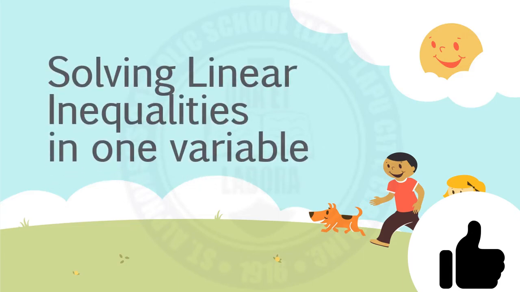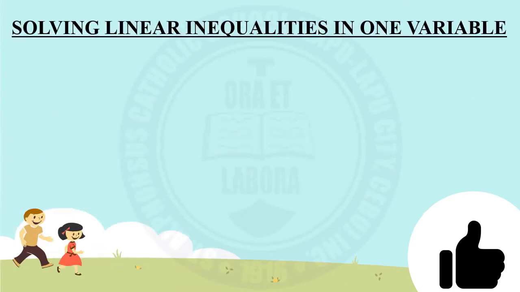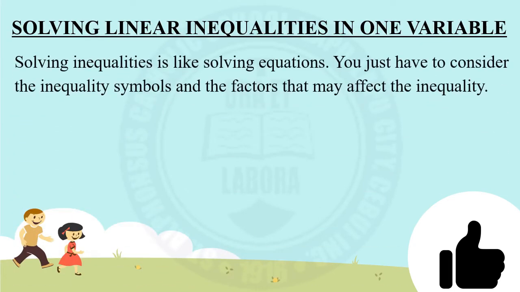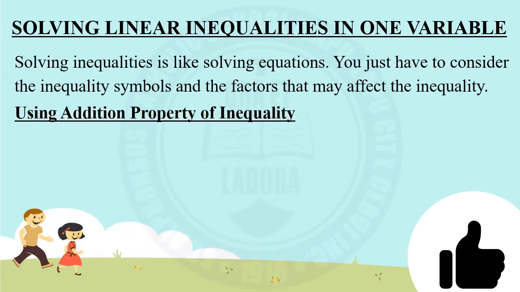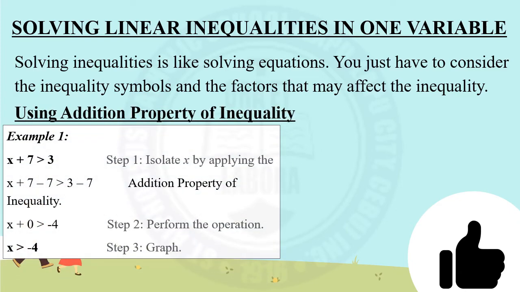Solving linear inequalities in one variable. Solving inequalities is like solving equations. They are just the same, but they have differences in terms of symbols. You just have to consider the inequality symbols and the factors that may affect the inequality. Using the addition property of inequality, example 1: x plus 7 greater than 3.